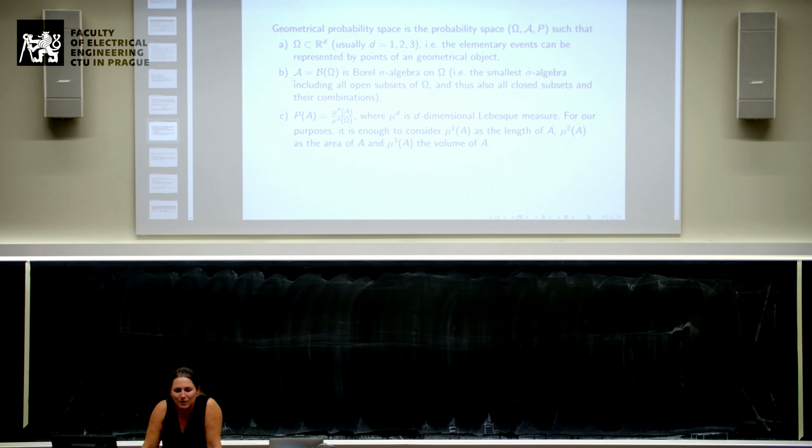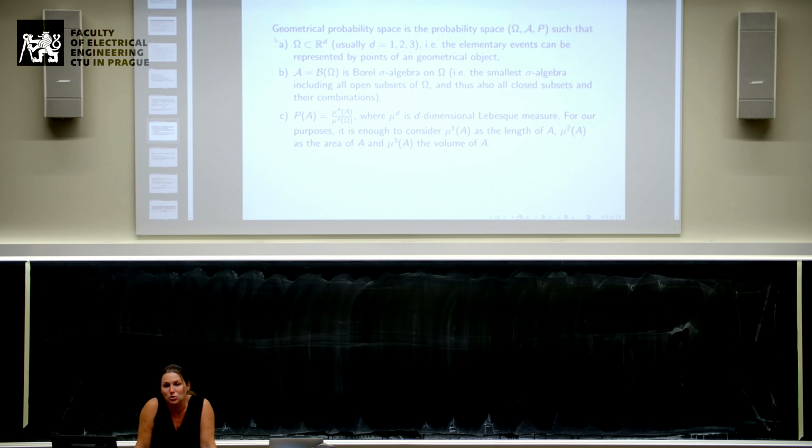Then the set of all random events is given by the so-called Borel sigma algebra on the set of all elementary events. If you don't know the term Borel sigma algebra, you can imagine it as, again, the set of all subsets which you can construct from this set omega. Yeah, there are some special mathematical properties of this sigma algebra, but it is not important for our subject.